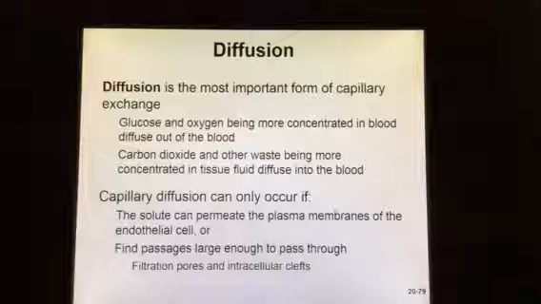Capillary diffusion can only happen if the solute, and again, I'm going to use the word molecule because it's my favorite, can permeate through the cell membrane of the cell. You've talked about before me that the cell membrane is picky about what can cross over it. And so glucose, oxygen, carbon dioxide, certain types of cells, they are able to move across that cell membrane. Or if it's a larger molecule, they may need to find a passage. So usually we're talking about the pores or those intercellular clefts in between cells to pass through.